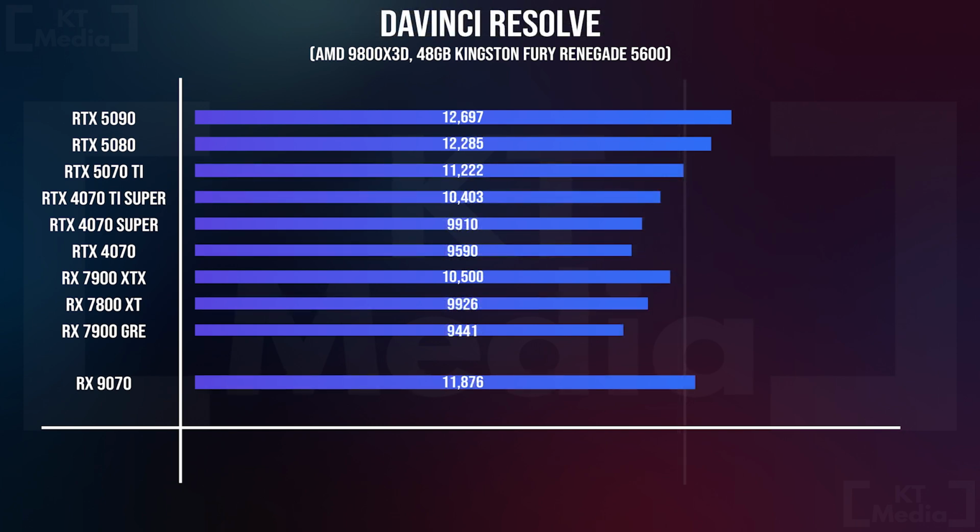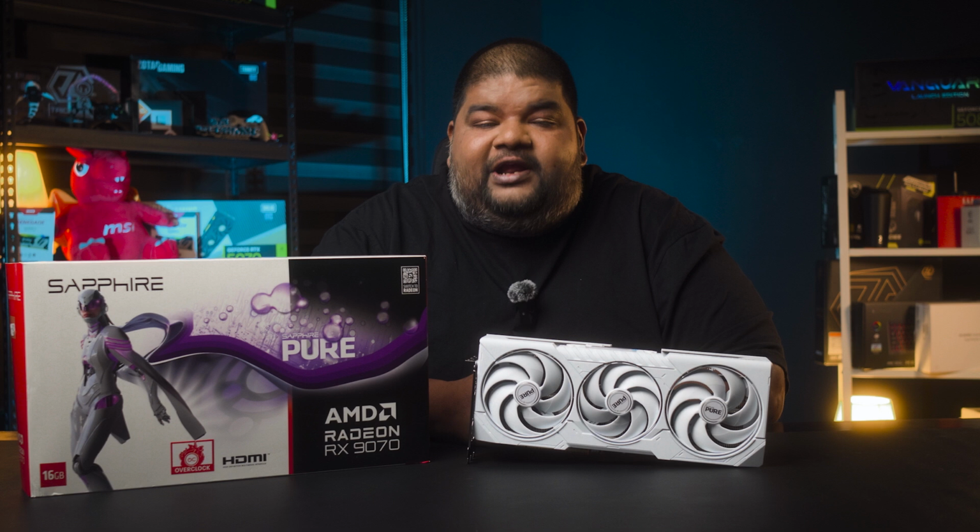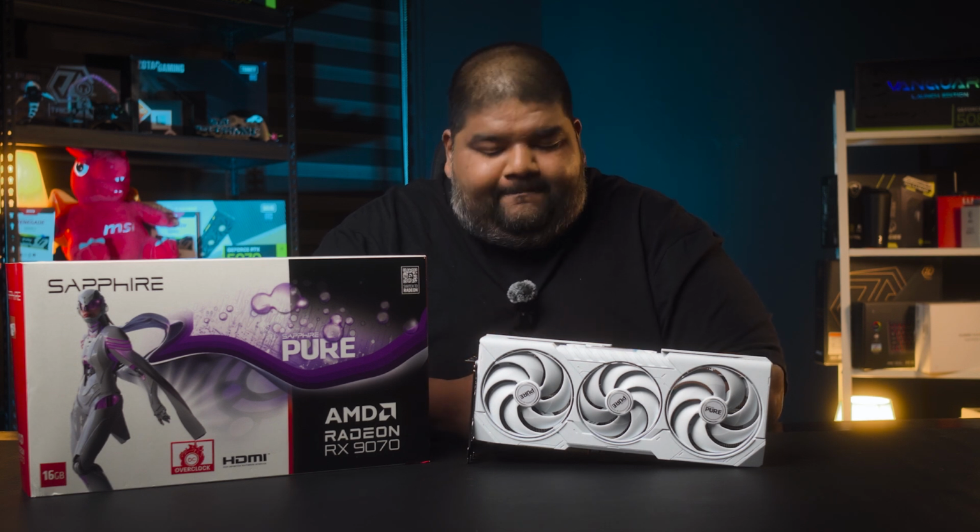Another benchmarking test that is really GPU intensive is the DaVinci Resolve test. When you look at DaVinci Resolve, the RX 9070 comes in at 3rd place. It is superseded by the RTX 5090 and the RTX 5080. The RTX 5070 Ti, the 4070 Ti Super, the 7900 XTX, 7800 XT, 7900 GRE are all lagging way behind the RX 9070.